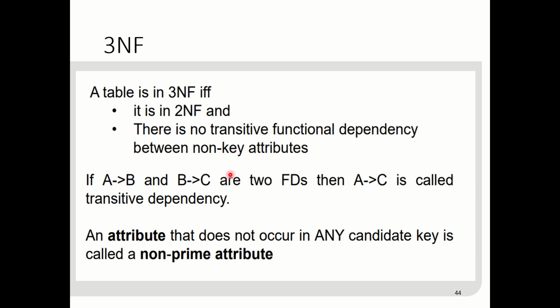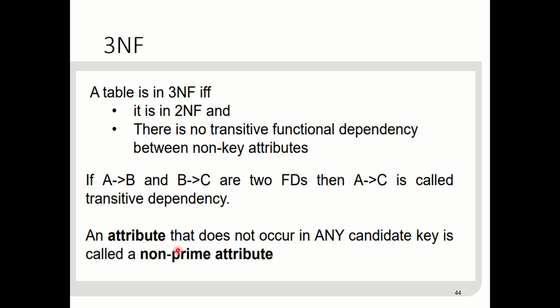So you know what non-key is. Other than the primary key, all the attributes which are there are called non-key attributes. And what do you mean by transitive dependency? It is very easy. Say one of your attributes A is functionally dependent on B, and B is functionally dependent on C. Then you could say that A is functionally dependent on C. So it's kind of a ternary rule which comes into place. These two are related, so that means A and C are also related. That's the rule. An attribute that does not occur in any candidate key is called a non-prime attribute.